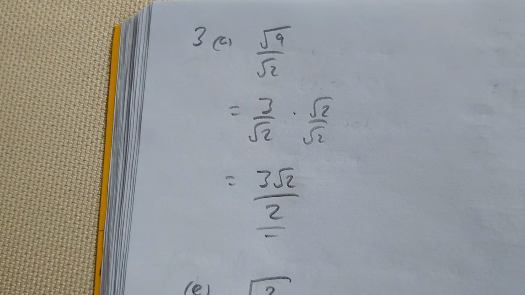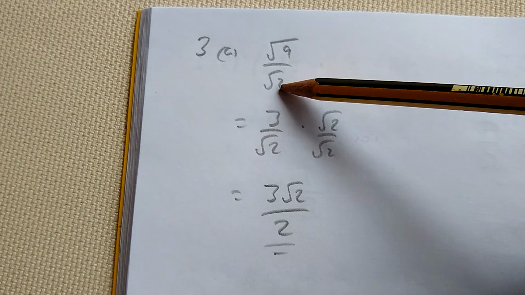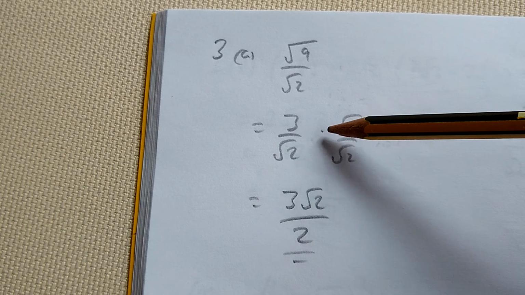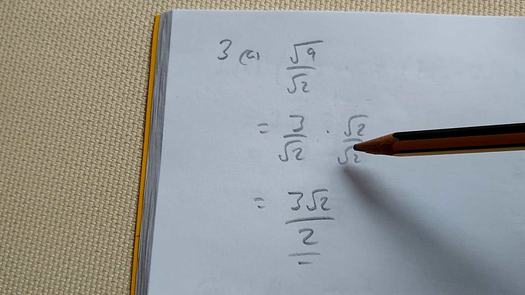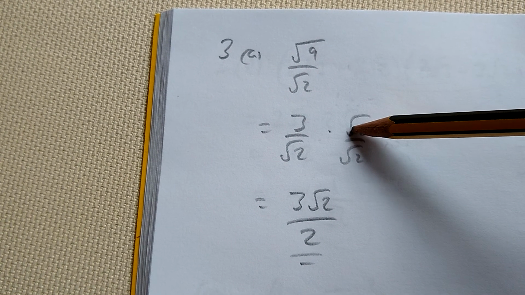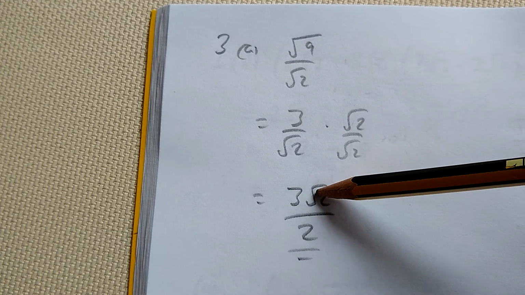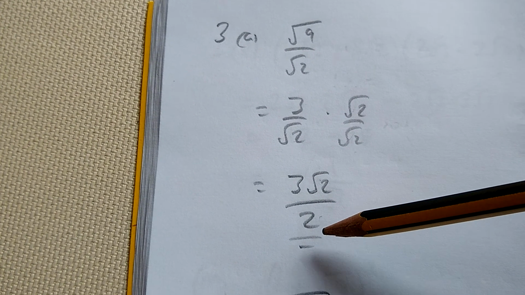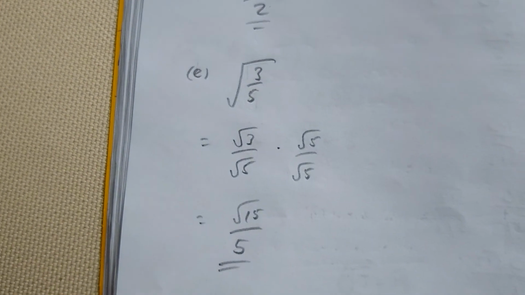3a, I've got root 9 over root 2. I know the square root of 9 is 3, so I'm just going to write 3 over root 2 multiplied by root 2 over root 2. So that'll be top times top, numerator multiplied by numerator, 3 root 2, all divided by root 2 times root 2, which is 2. 3 root 2 over 2.